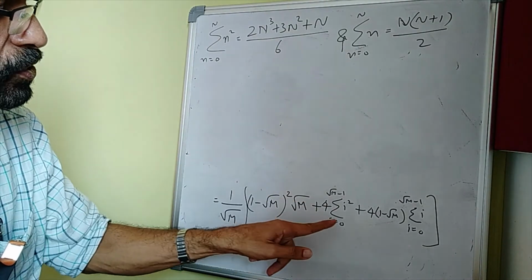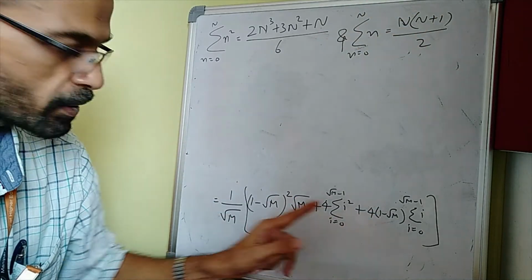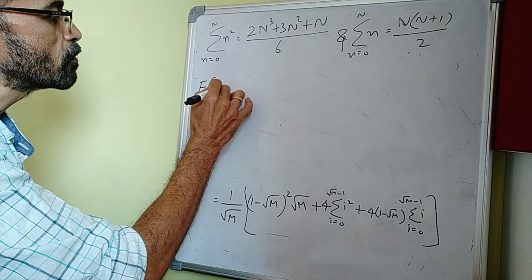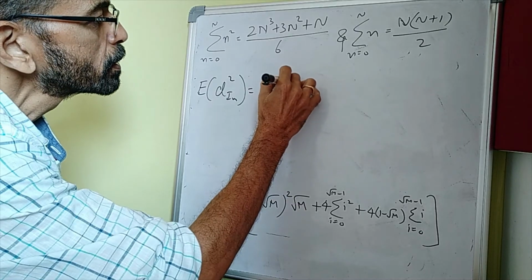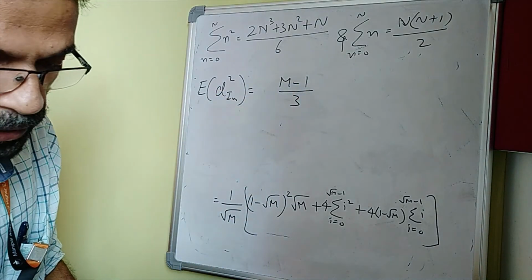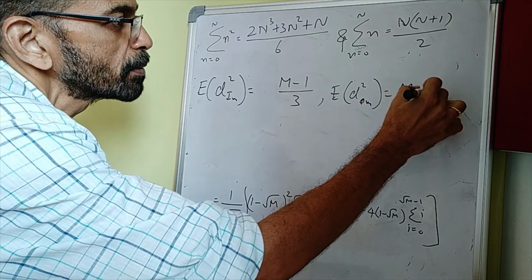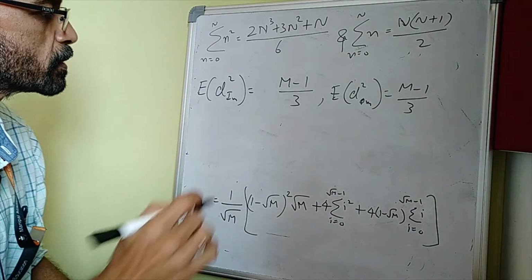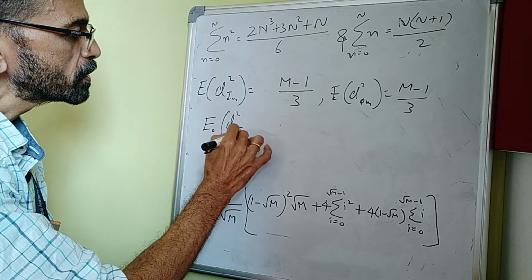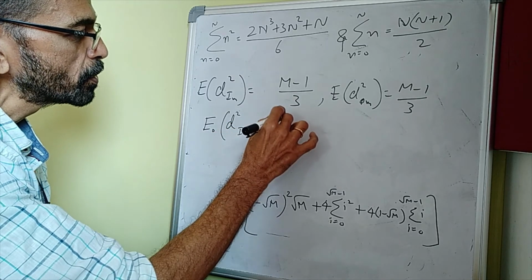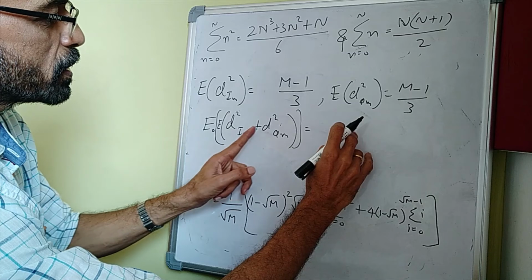So if you do that, the point is, you have to use this result here, use this result here, and simplify this. You will get the expected value of this as equal to m minus 1 by 3. And similarly, the expected value of this will also be m minus 1 by 3, which means that the average symbol energy, which we found out to be the expected value of E naught times (d square im plus d square qm), will be equal to m minus 1 by 3, m minus 1 by 3.